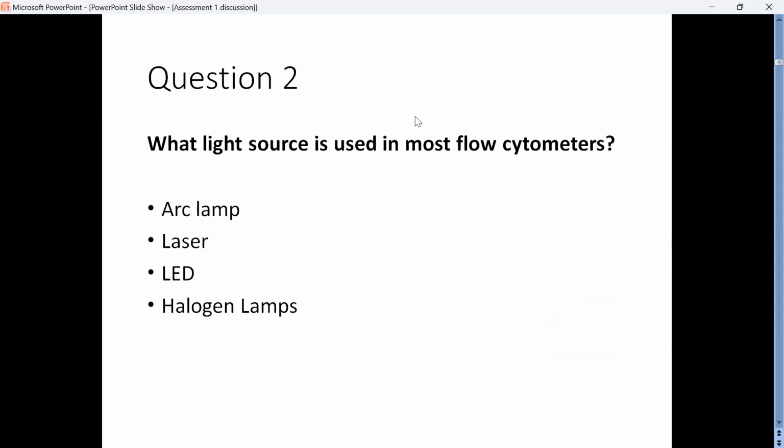Now coming to the second question, everyone has got this right. What light source is used in most of the flow cytometers? It is the laser. Arc lamps were used previously, but now it's all lasers which are used.